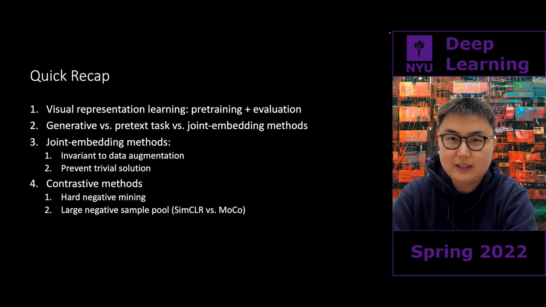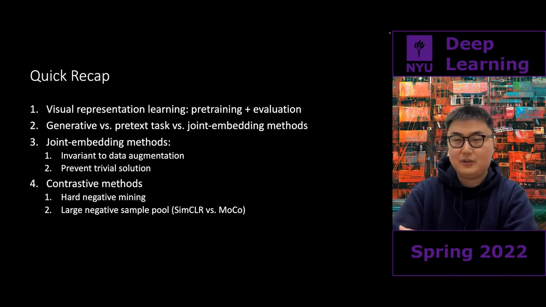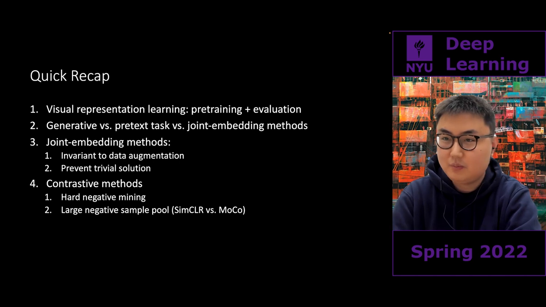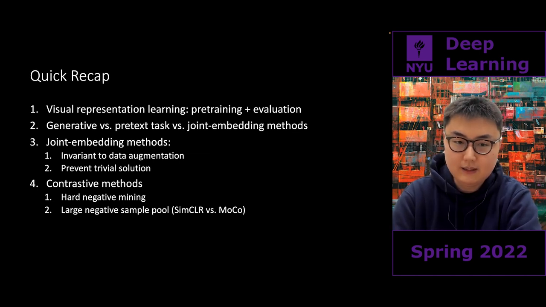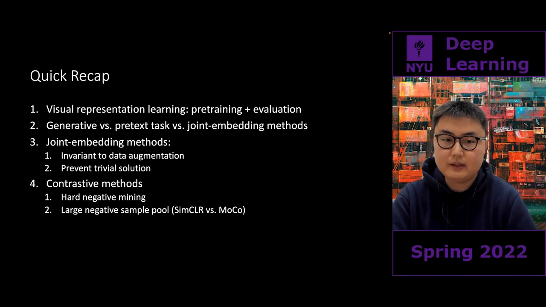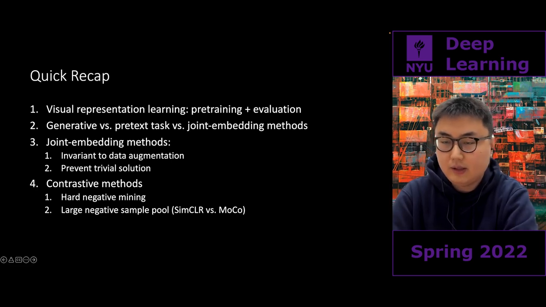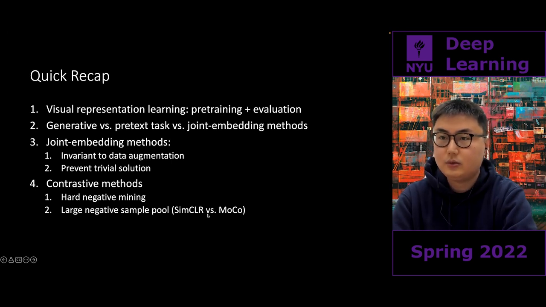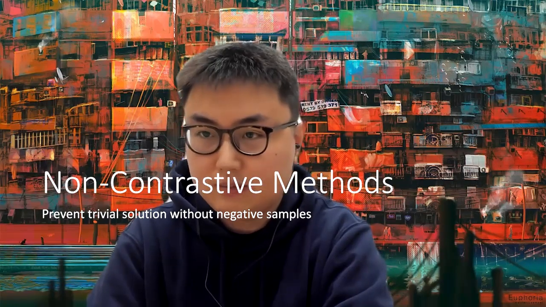I don't want to say batch, because Yann actually talked about the difference between batch and pool. But anyway, we want to have a large negative sample pool so we can pick. By chance, we will have some negative samples that are really hard. Then I mentioned how SimCLR did it and how MoCo did it. So that's the recap.